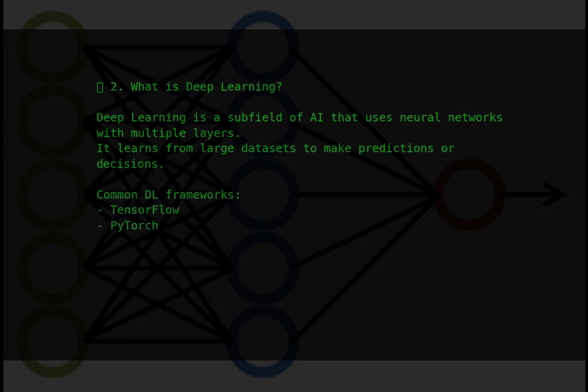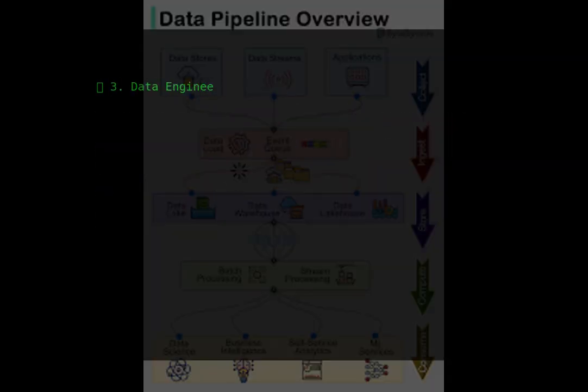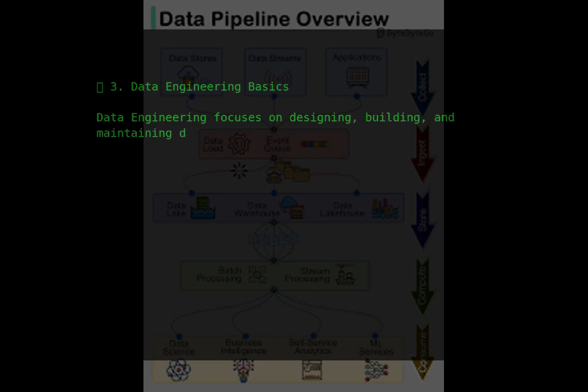Section 3 introduces data engineering. This is the backbone of any AI system. Data engineers design pipelines to collect, clean, and transform raw data into formats ready for analysis and machine learning. Tools like Apache Airflow and Spark are commonly used in this field.